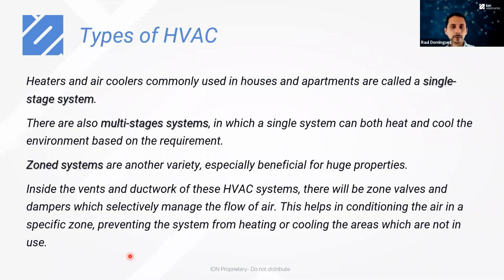This is another variety. This is used in huge areas like buildings, industrial, commercial. We have central systems, and with the ducting, they select which area receives more of the treated air, heated or cooled, using some doors and managing the airflow through each zone. This prevents the system from overheating or overcooling certain areas. Next, please.